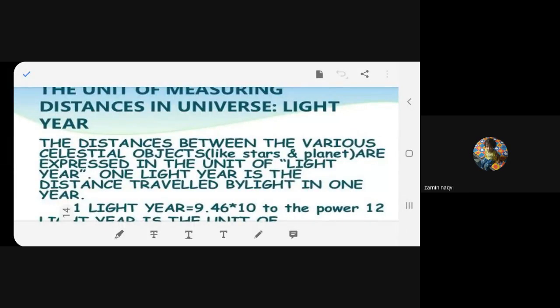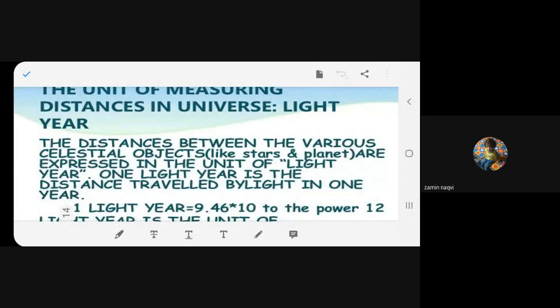Yes. Because, for example, the sun is almost 150 million kilometers away from the earth. So how can we measure? We will use light years. These large distances are expressed in another unit known as light year. So what is it actually? It is the distance traveled by light in 1 year.